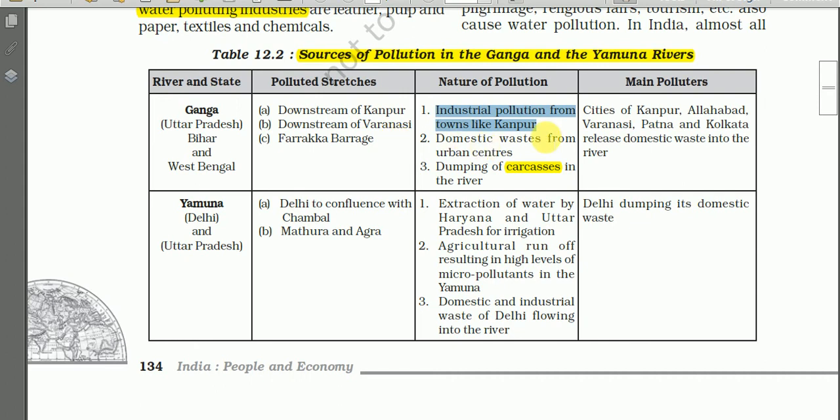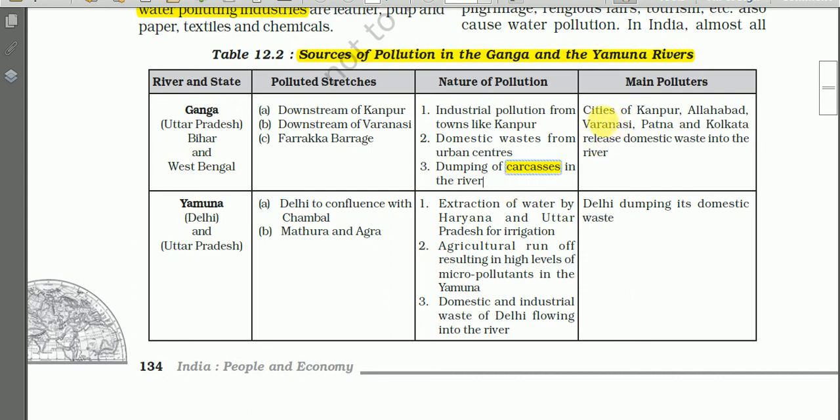Kanpur, you know, is famous for the leather industry, okay, causing pollution. Then domestic wastes from the urban centers, okay, grey waters released from the bathrooms and other households. Then another natural pollution source is the dumping of carcasses in the river. You know, carcasses means dead bodies of animals, especially ones slaughtered and dressed for food. Okay, they are throwing these dead bodies also into the river.